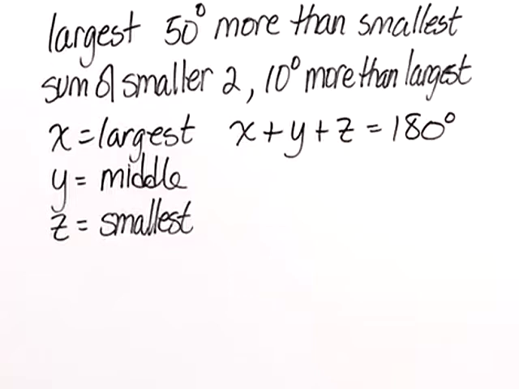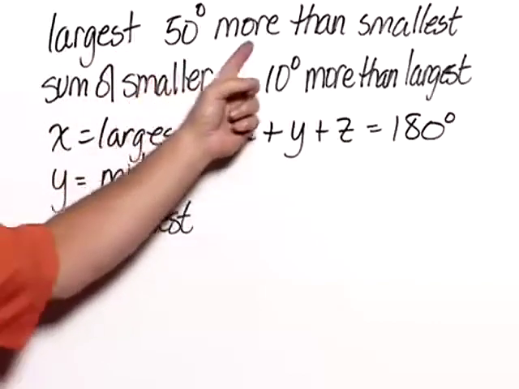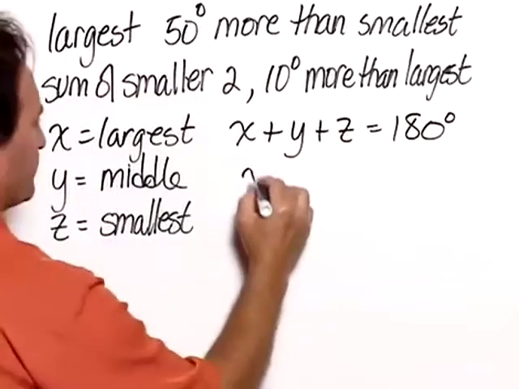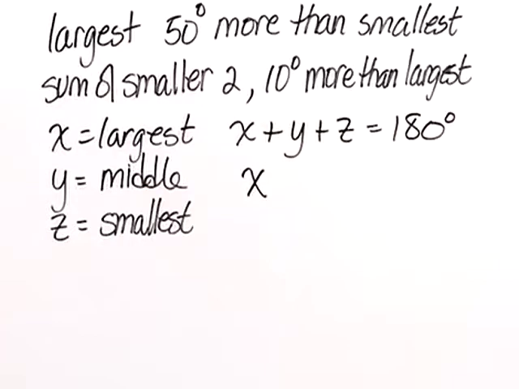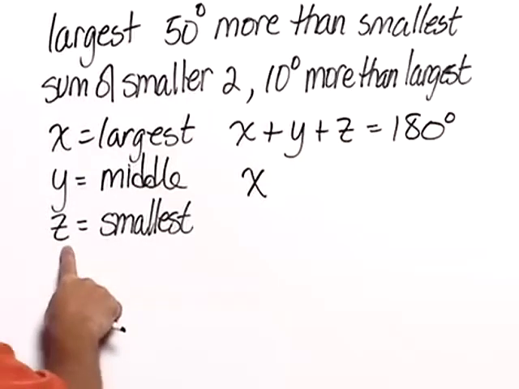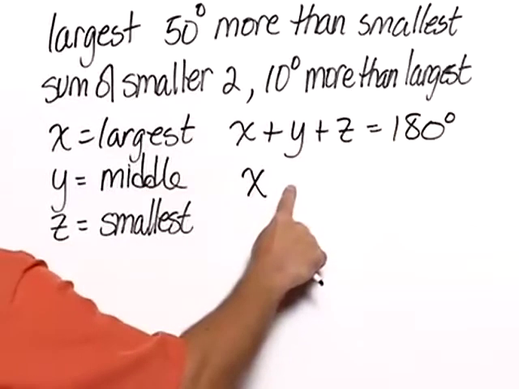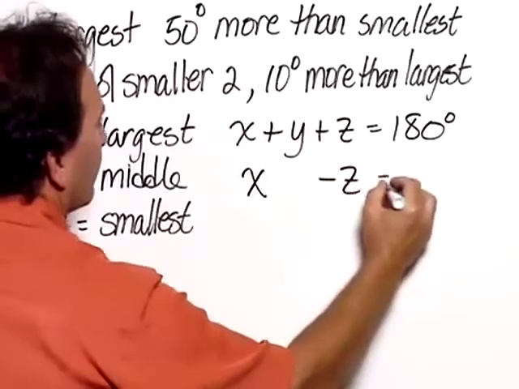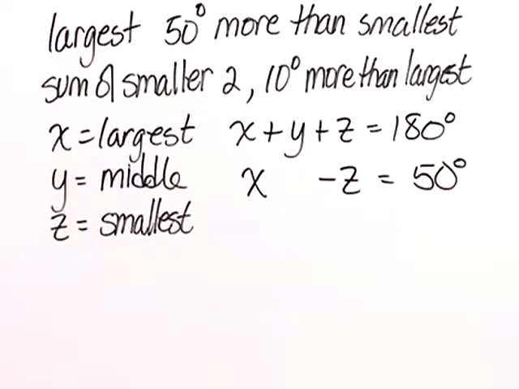For our next equation, the largest angle is 50 more than the smaller. Now, the largest angle is x, and that's going to be 50 more than the smallest angle, which is z. Originally we might write that x is equal to z plus 50, but what I'm going to do is rearrange that to say that x minus z is equal to 50. And that's the equivalent of saying that x is 50 more than z.